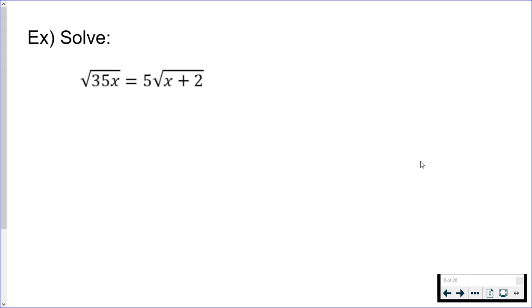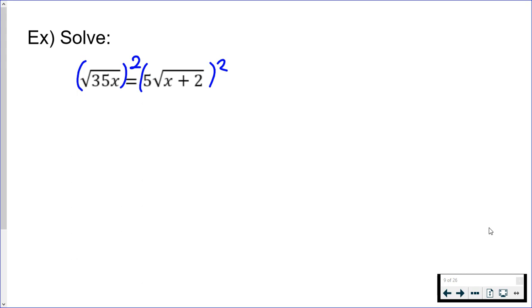Now, whenever you have a square root, the opposite of that would be squaring both sides, and that's what we're going to do. And that's how we're going to cancel out our radical. So the left-hand side, all I have is the square root being squared. That means the square root goes away, and I'm left with whatever was inside, which in this case is 35x.